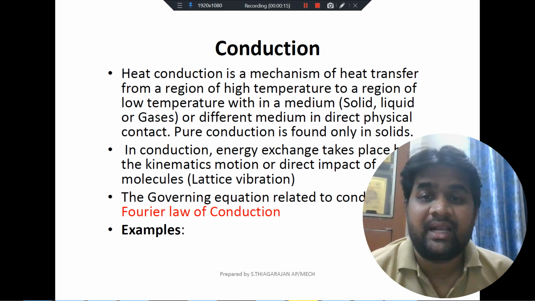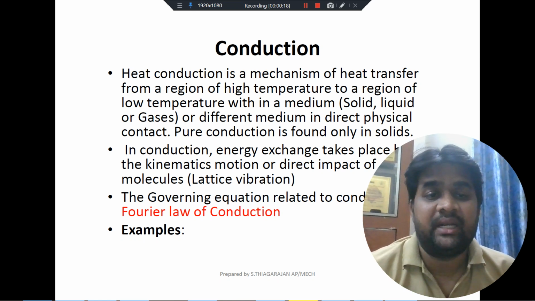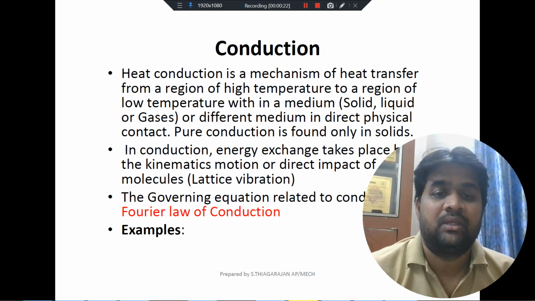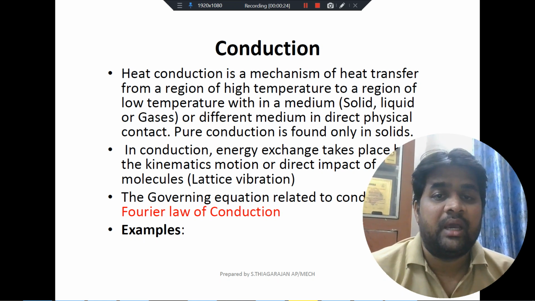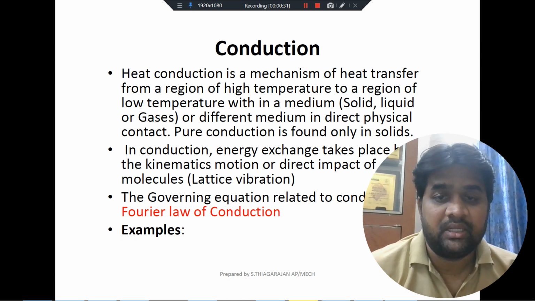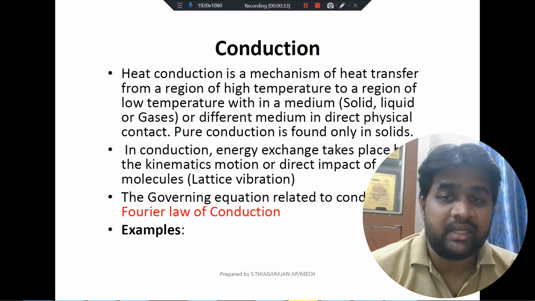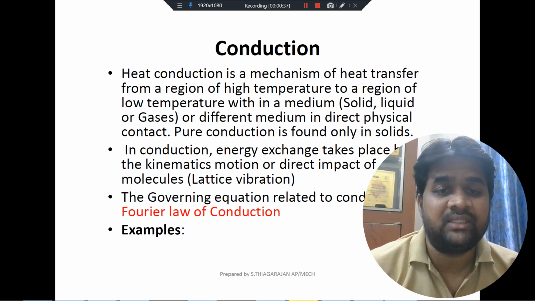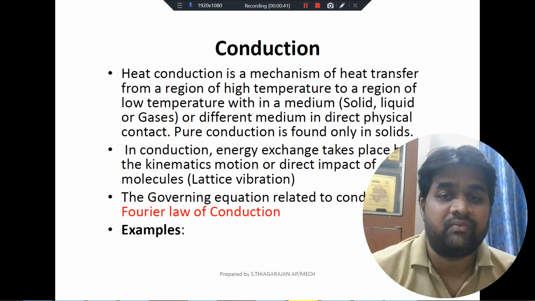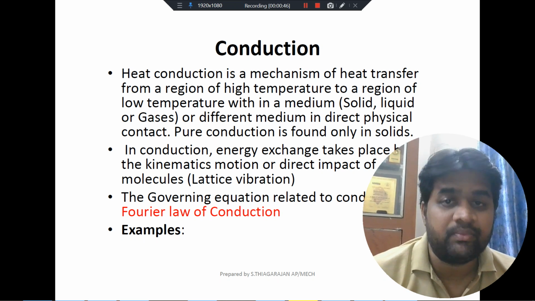What is conduction? Conduction is heat that is transferred from a higher temperature to a lower temperature. So it requires a physical medium which is directly in contact with the substances. That is, pure conduction takes place between solid to solid, and also conduction takes place between liquid to liquid and gas to gas. For our case, commonly we consider solid to solid as pure conduction.